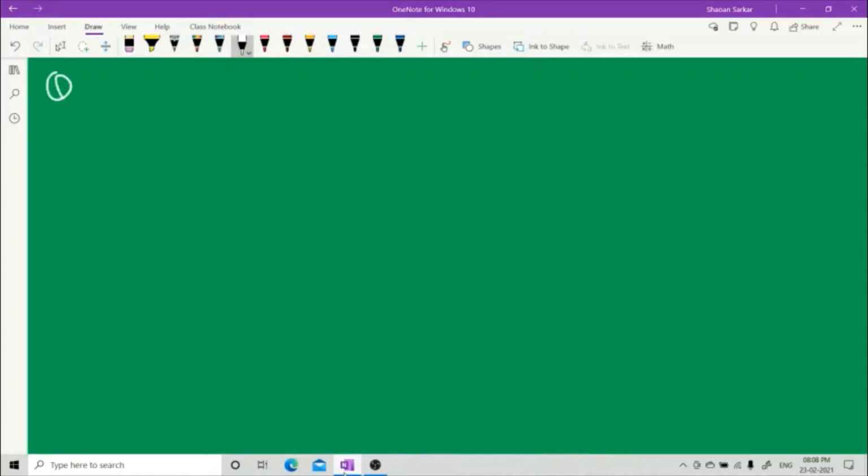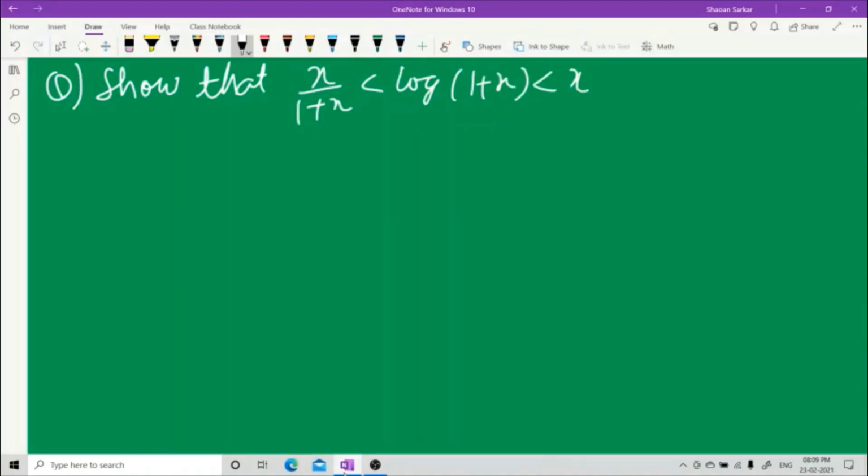Question: show that x upon 1 plus x is less than log 1 plus x is less than x for x greater than minus 1 and x not equal to 0. That means x is in between minus 1 and less than 0. In the earlier video, I have done already for x greater than 0.